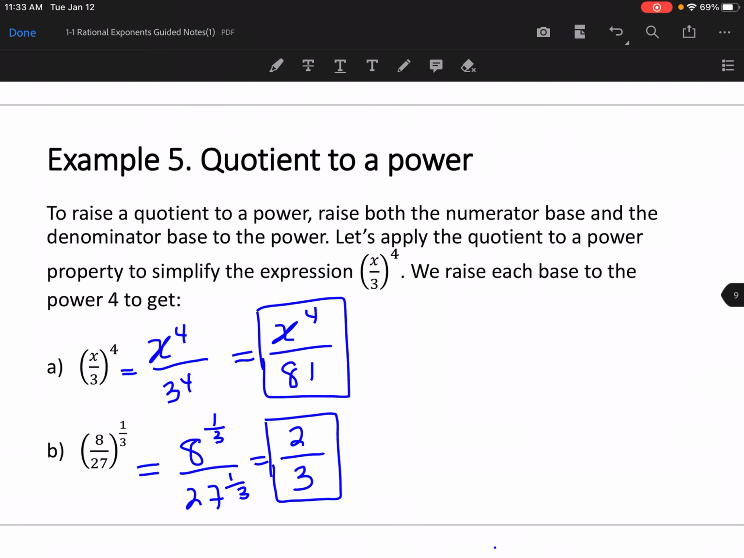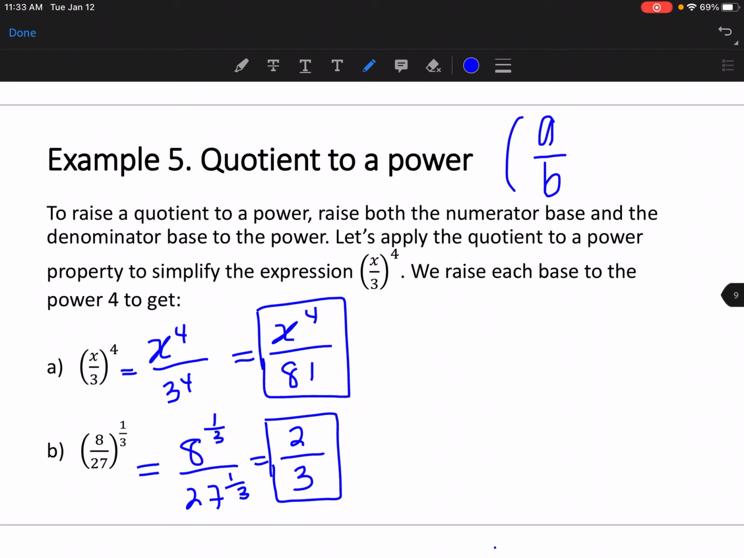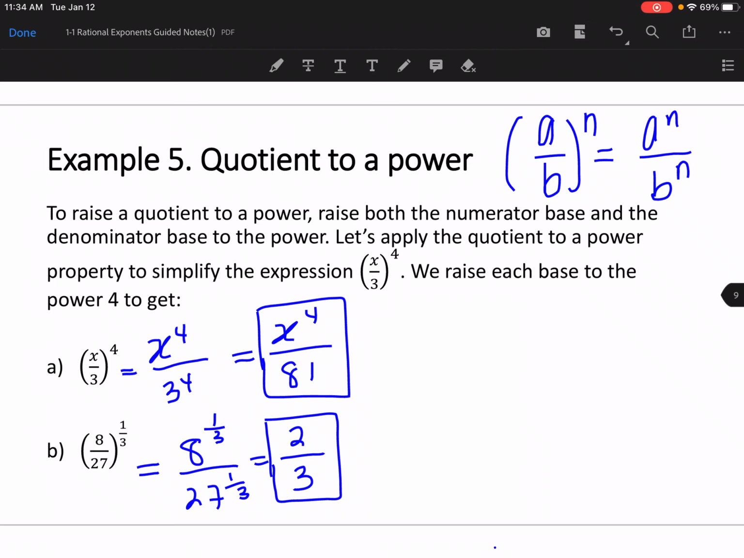All right, so quotients of a power. Let me go ahead and write this. If I have (a over b) to the nth, then I need to take a to the n over b to the n. And this is also available earlier when we look at that.